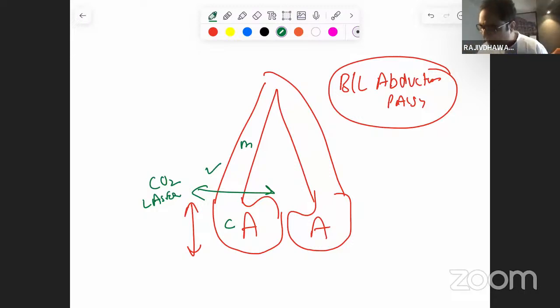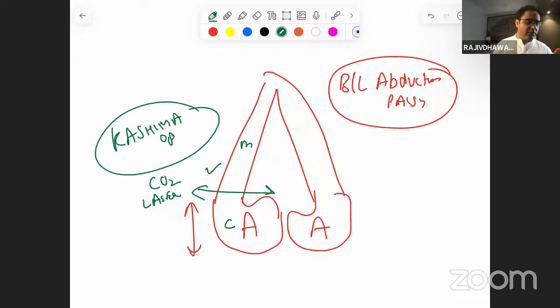So this operation is separation of the membranous and cartilaginous part of the vocal cord using CO2 laser. It is done for bilateral abductor palsy.